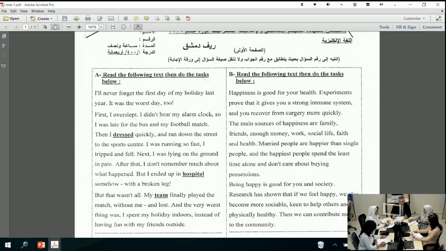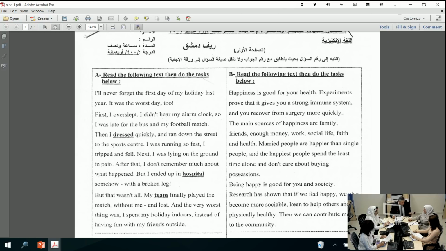Being happy is good for you and society. Research has shown that if we feel happy, we also become more sociable, keen to help others, and physically healthy. Then we can contribute more to the community. So happy people like helping others, not sad people. Well, let's move to the questions.